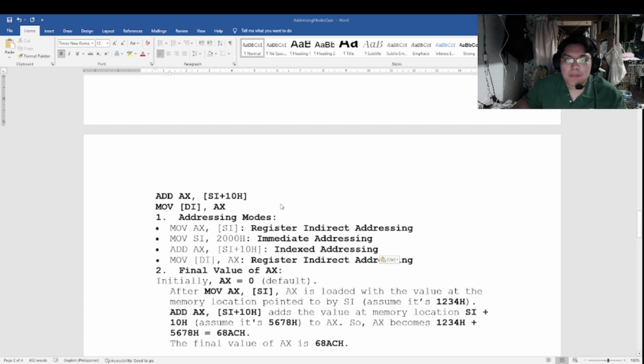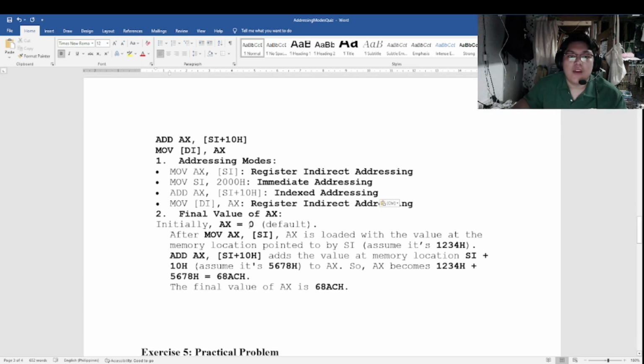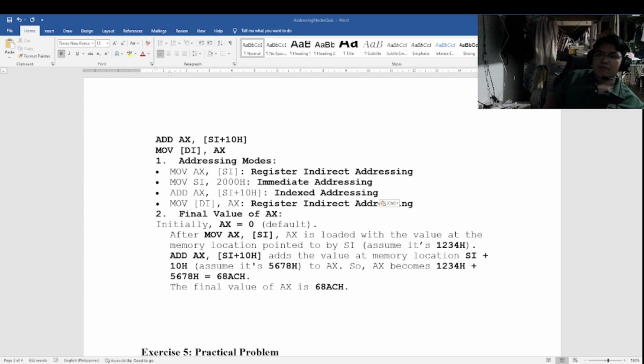First one, the MOV AX, [SI] is register indirect addressing mode because the value is being loaded into AX from the memory location pointed to by the value in the SI register. So this is a classic example of register indirect addressing, where the register SI holds the address of the memory operand.